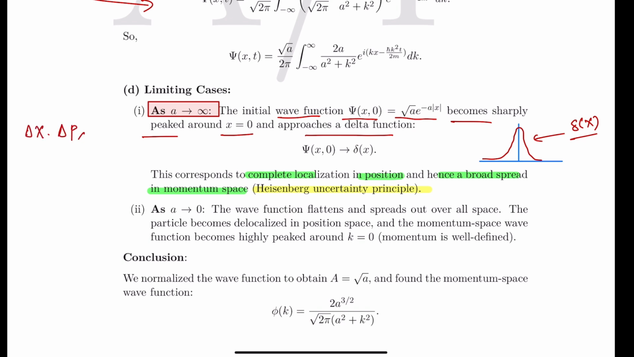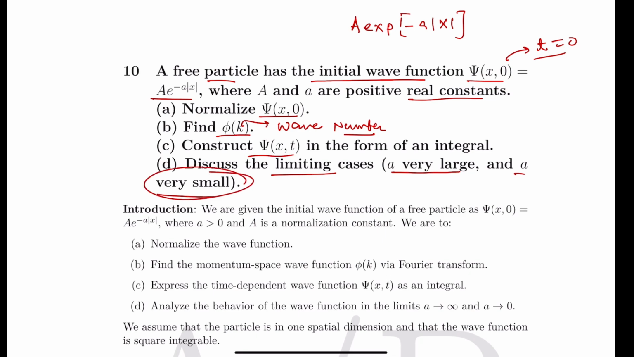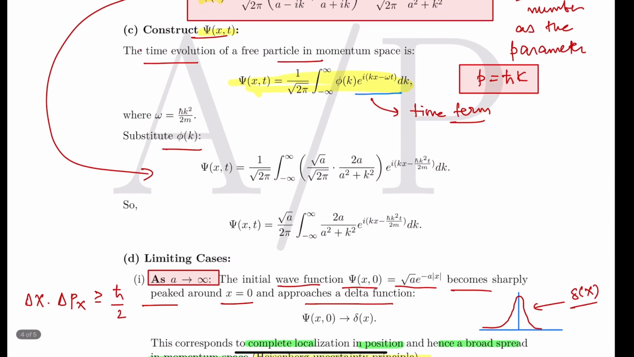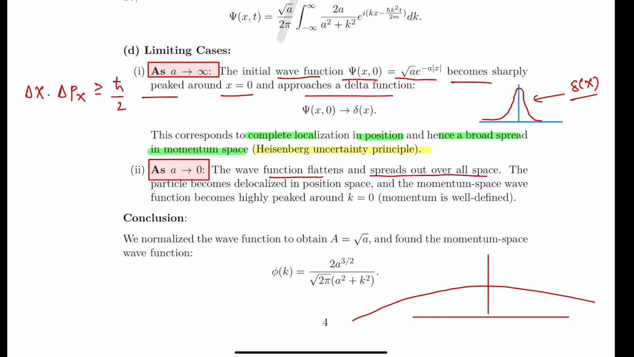We know that the Heisenberg uncertainty principle says that the uncertainty in the position and the corresponding uncertainty in the momentum are inversely related. Now when a is very small, as per the second constraint of the question, the wave function is going to get flattened, that is, it will spread out as much as it can, like this.